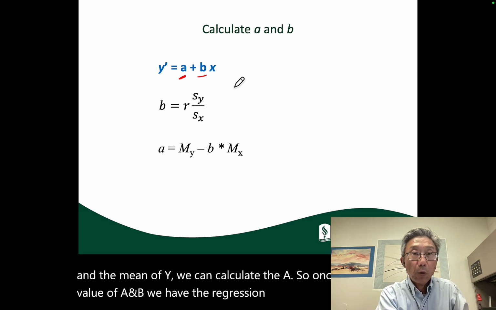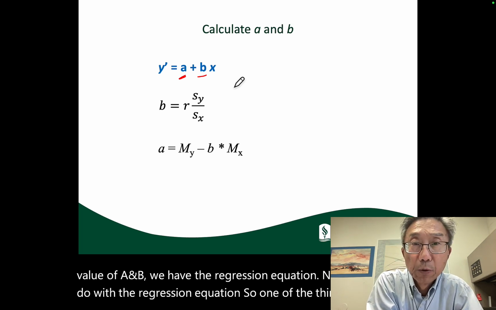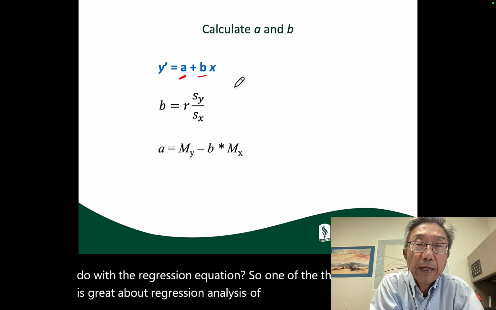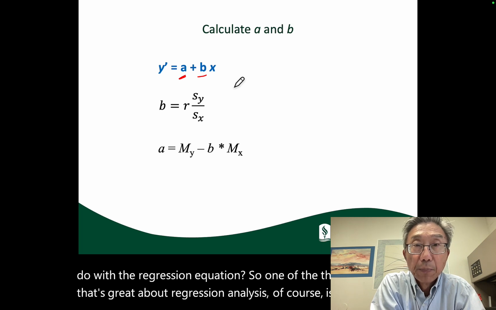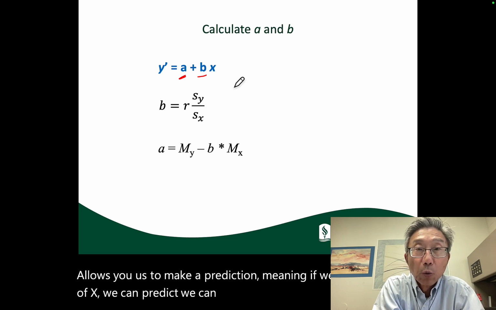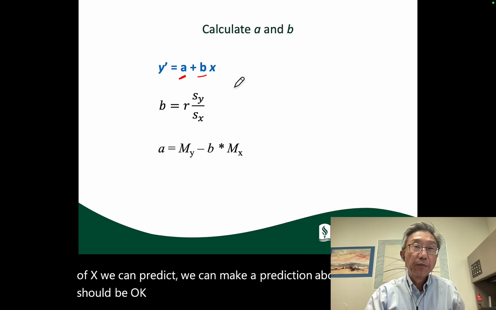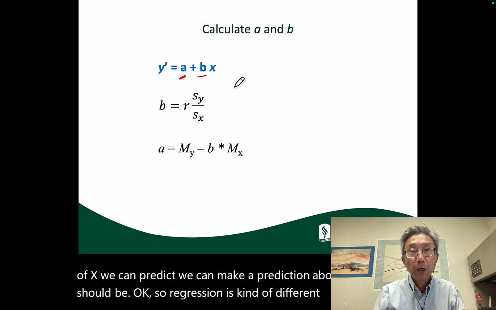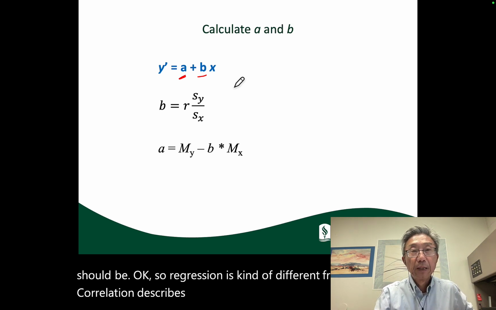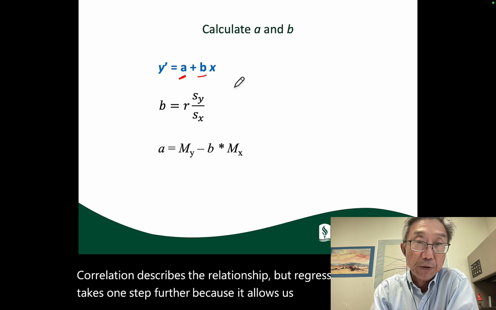Now, what can we do with the regression equation? One of the things that's great about regression analysis, of course, is that it allows us to make a prediction. Meaning, if we know the value of x, we can make a prediction about what y should be. Regression is different from correlation. Correlation describes the relationship, but regression analysis takes one step further because it allows us to make predictions.